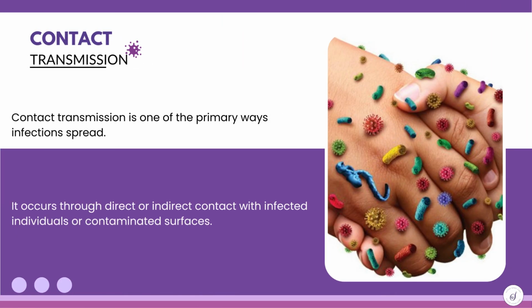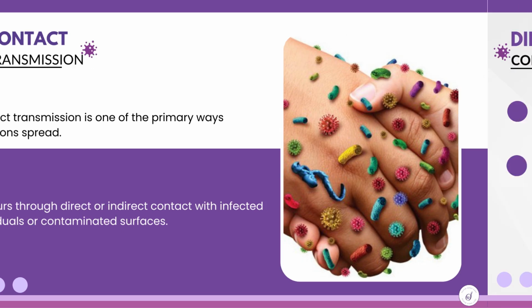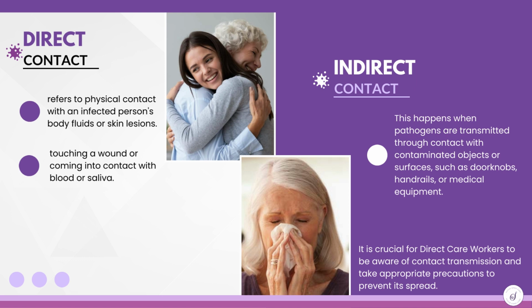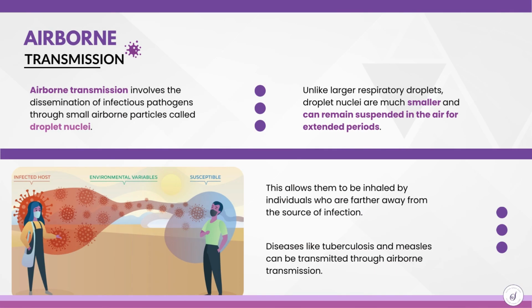Contact transmission is one of the primary ways infections spread. It occurs through direct or indirect contact with infected individuals or contaminated surfaces. Direct contact refers to physical contact with an infected person's body fluids or skin lesions, such as touching a wound or coming into contact with blood or saliva. Indirect contact transmission happens when pathogens are transmitted through contact with contaminated objects or surfaces, such as doorknobs, handrails, or medical equipment. It is crucial for direct care workers to be aware of contact transmission and take appropriate precautions to prevent its spread.